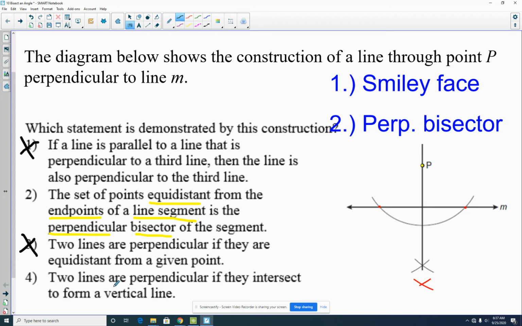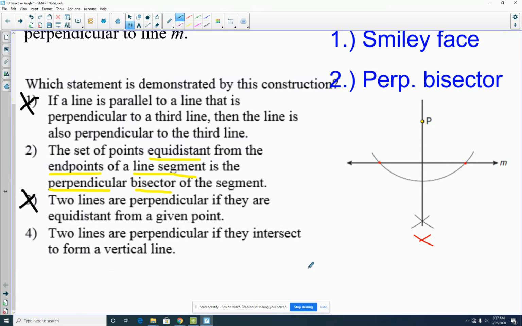Choice 4, 2 lines are perpendicular if they intersect to form a vertical line. Well, I think I could actually probably draw something that goes against that, right? If I have this line here, well, it's not even a good line. Let me take my straight edge here, and something like this. They're not vertical lines, right? They're still perpendicular. So choice 4, not so good. Let's go back to this one now.